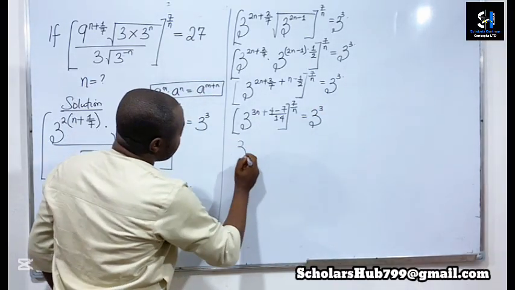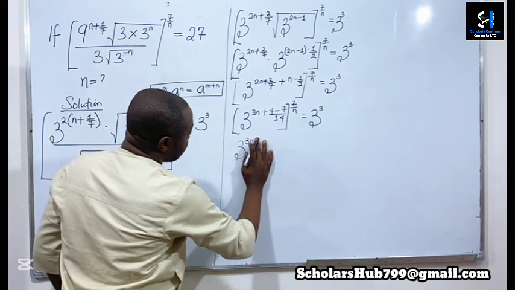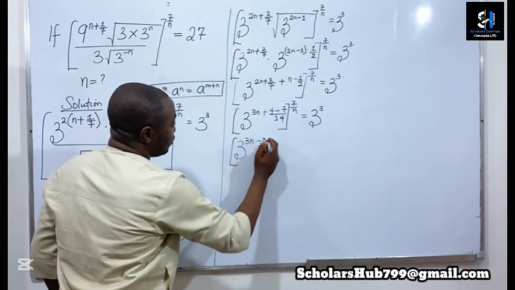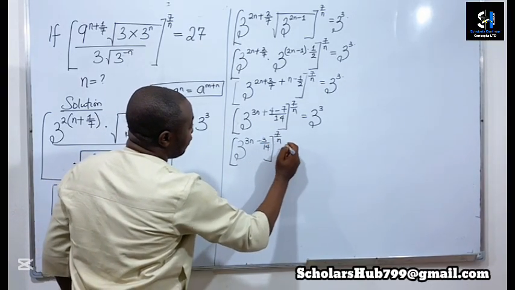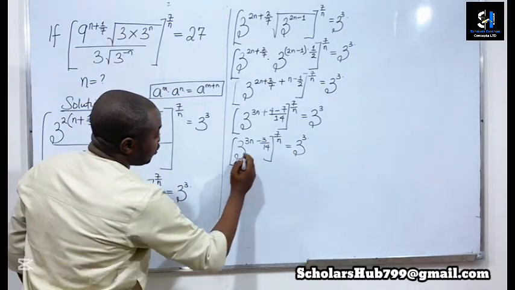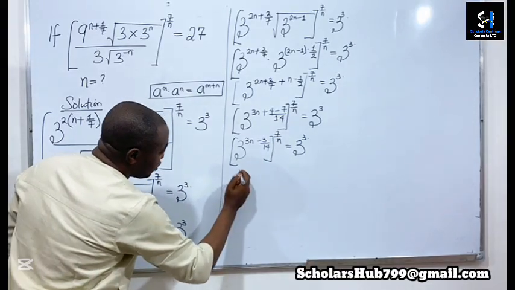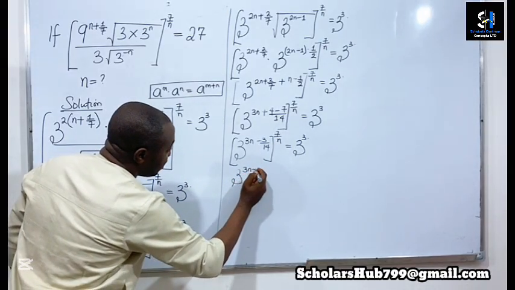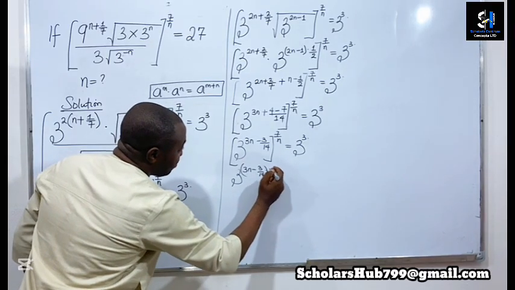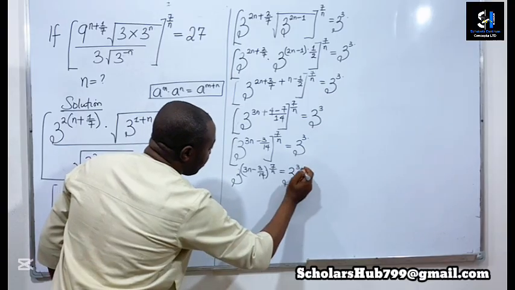So this is going to be 3 raised to the power of 3n plus 4 minus 7. This will be minus 3 over 14, raised to the power of 7 over n equals 3 raised to the power of 3. Now I can remove the square bracket. So this will be 3 raised to the power of 3n minus 3 over 14, multiplied by 7 over n equals 3 raised to the power of 3.